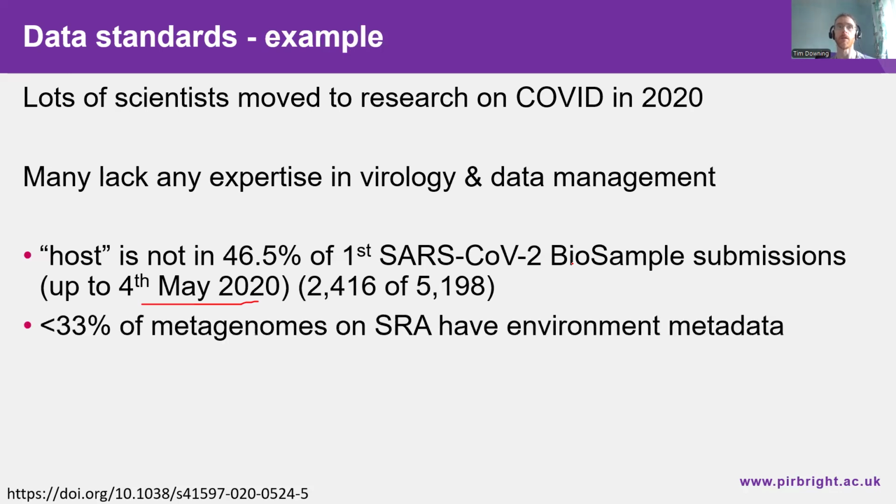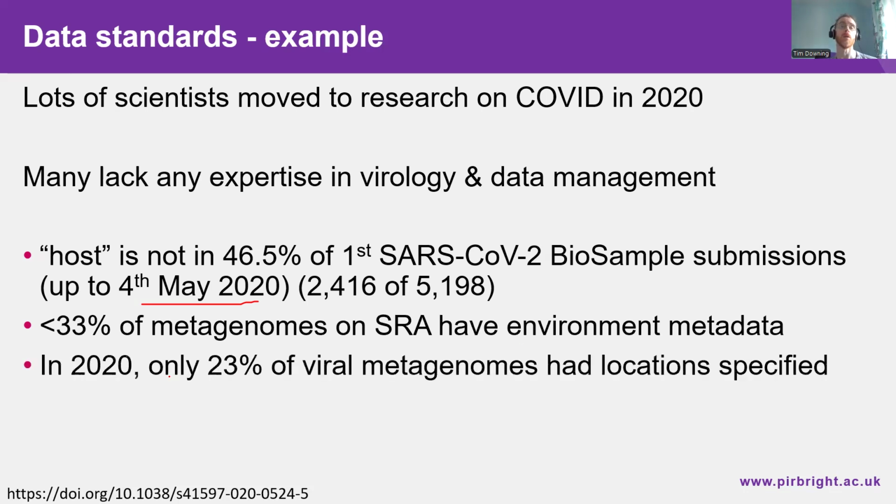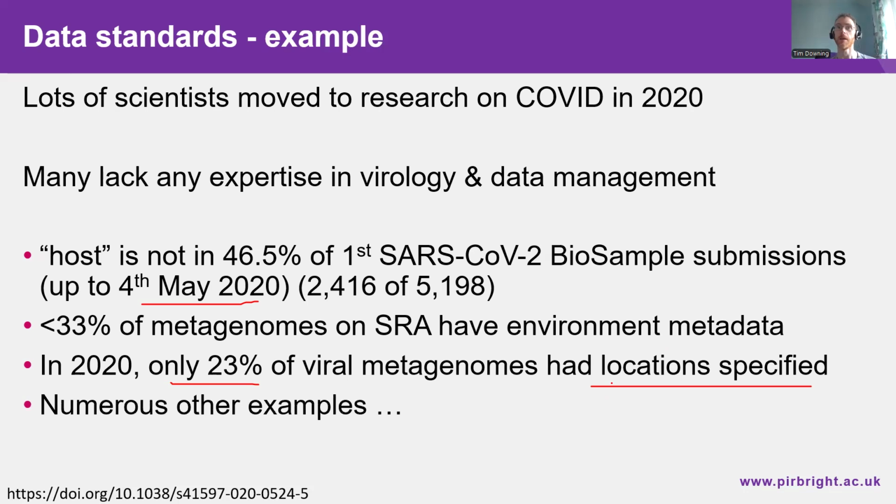Similarly, if we look at the number of metagenomes in the SRA, fewer than a third actually have environment metadata linked to them. So for many experiments, the majority will just not be useful. If we look at viral metagenomes, only 23% had their locations specified. These are just a few examples to illustrate that if there's not good metadata linked to samples, even the known absences of information, that limits what we can do with them in the future.